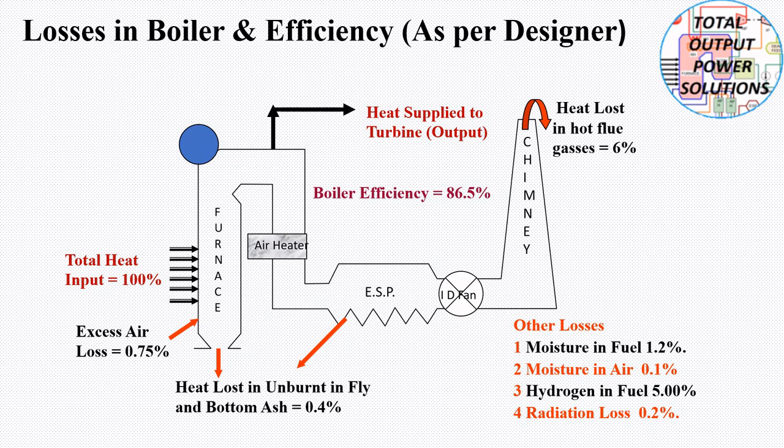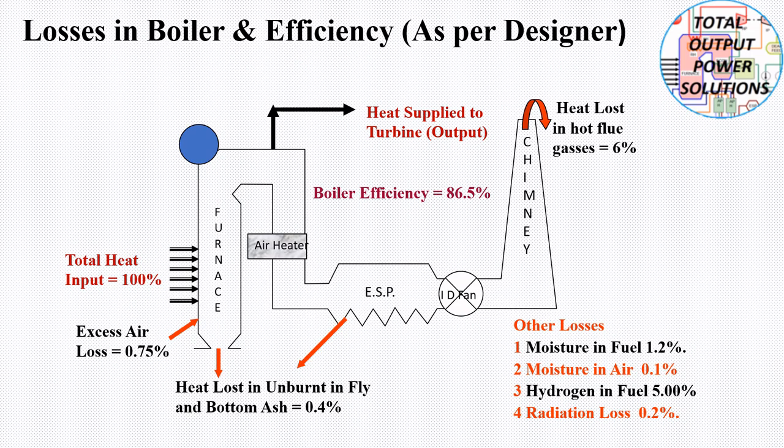Heat loss due to hot flue gases going out, that is 6%. Then heat lost in unburnt fly ash and bottom ash 0.4%. Excess air loss 0.75%. And then other losses, they are also depending on the coal quality. But he has given the designed coal quality also.